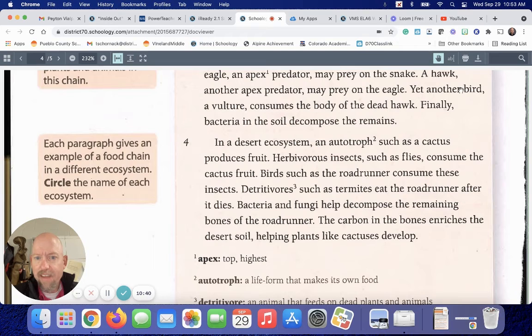Detritivores, such as termites, eat the roadrunner after it dies. Bacteria and fungi help decompose the remaining bones of the roadrunner. The carbon in the bones enriches the desert soil, helping plants like cactuses develop.